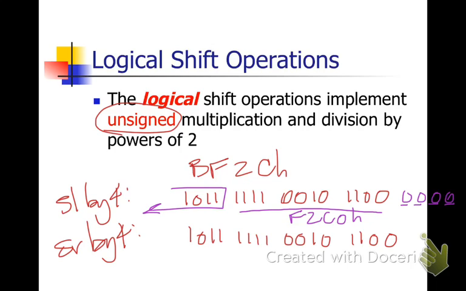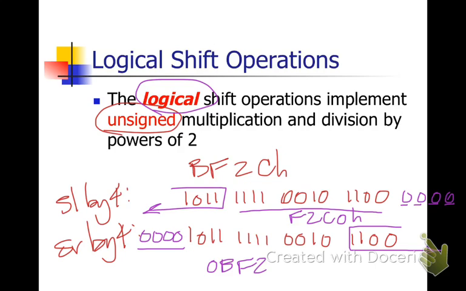In this case, I'm going to do a logical shift to the right by 4. So I'm going to the right. These 4 get shifted out to the right. This opens up leading bits. Now, when it was a signed shift to the right, I did sign extension. Logical shift to the right, I will always 0 fill. Okay? So in this case, my result is going to be 0BF2.